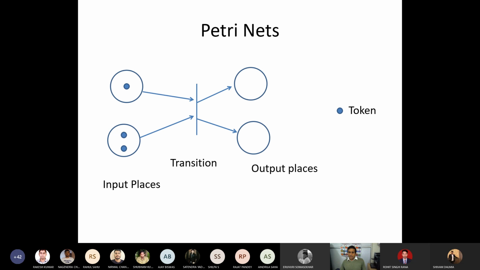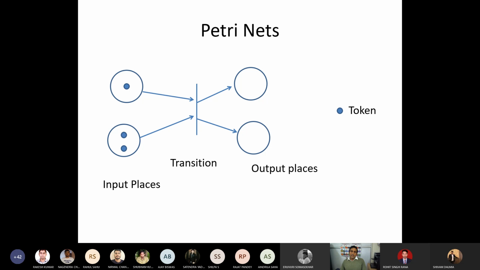So it is something like this. Here we represent the transition by a vertical line, or maybe you can have a rectangle instead of a vertical line, or a box, or a square box, or a rectangle box, anything like that. This is also considered as one node, and the circles are representing places, and this vertical line represents the transitions.